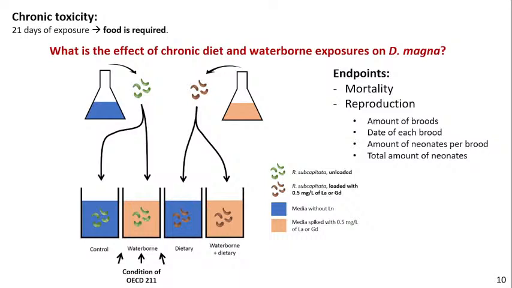And then the combined exposure, where they were exposed by waterborne and dietary, so growing in contaminated media and fed with contaminated food. And there, after 21 days, we were looking at mortality, but also at the reproduction, for different types of endpoints, such as the brood. So how many times did they make babies, which we call neonates in the case of Daphnia? How many neonates did we get per brood, when these broods were appearing, and then after 21 days, how many neonates we got in total at the end.